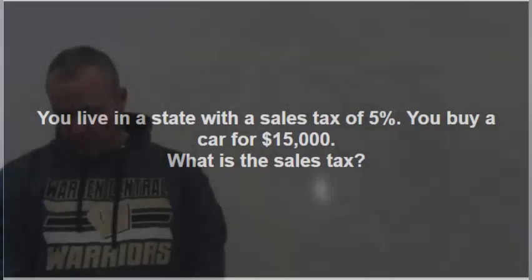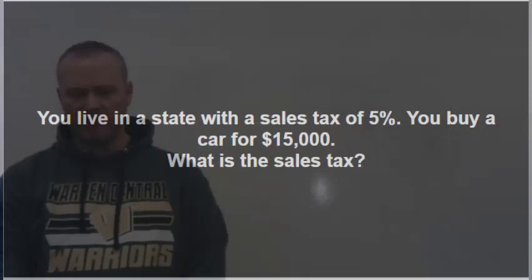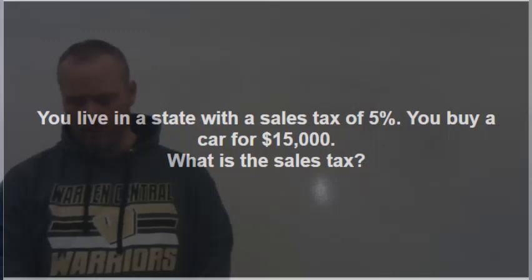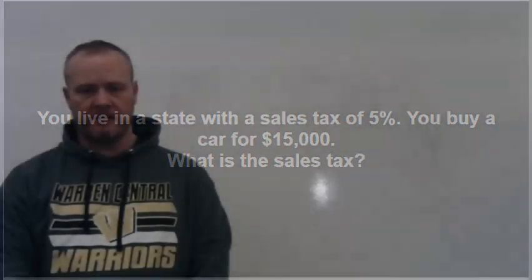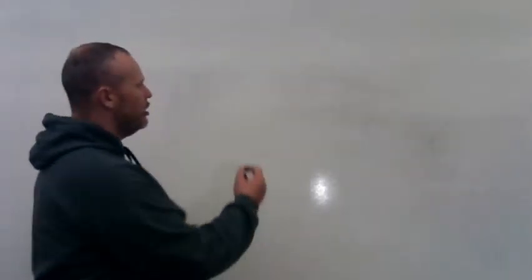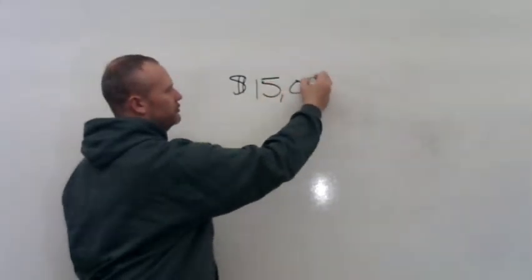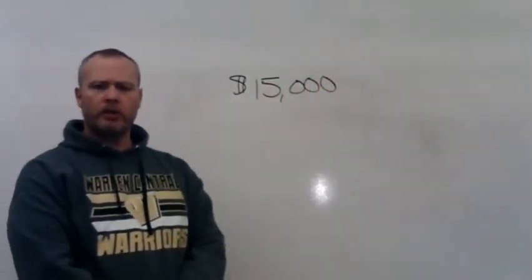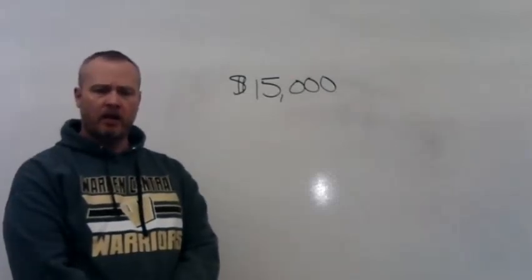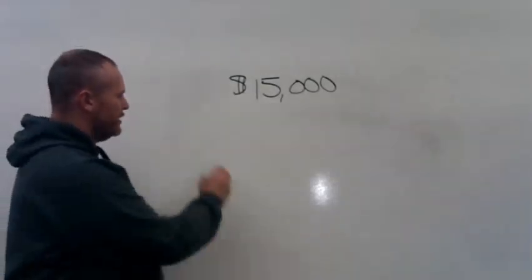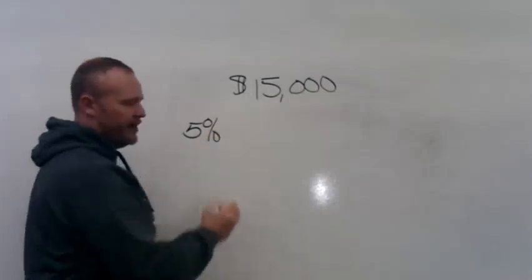You live in a state with a sales tax of 5%. You buy a car for $15,000. What is the sales tax? So in order to solve this problem, we first must remember that we have a car at the price of $15,000. In order to find the tax on this car, we would need to multiply it by the sales tax. That sales tax was 5%.